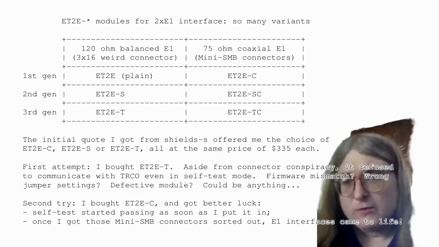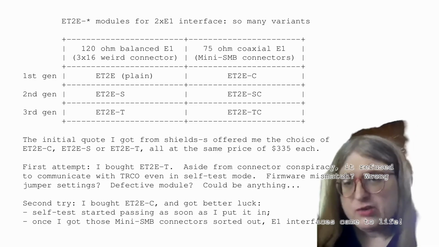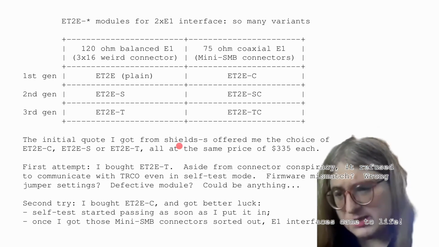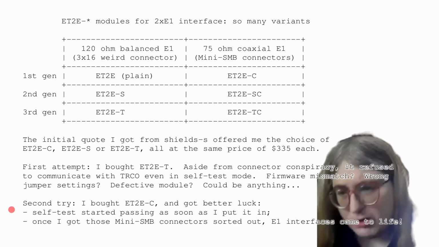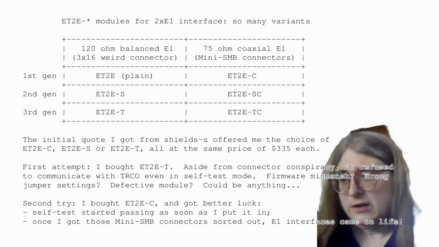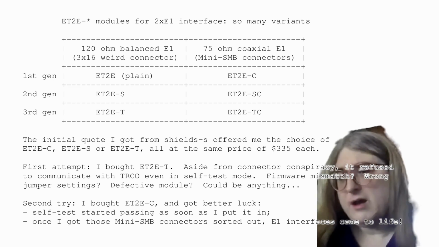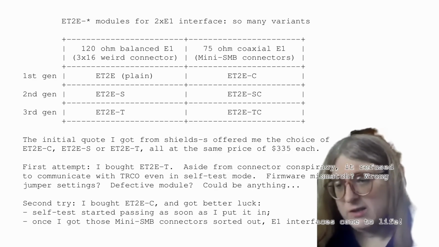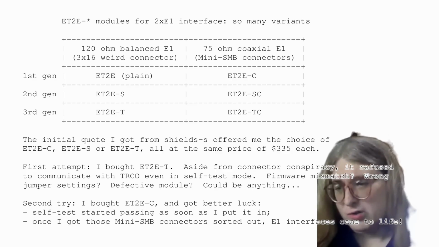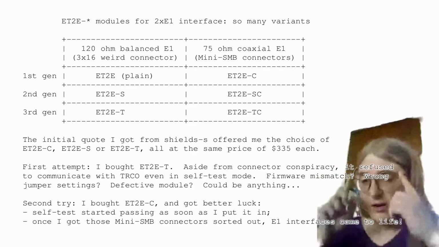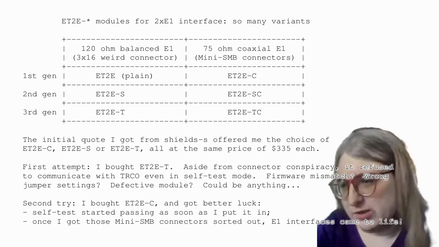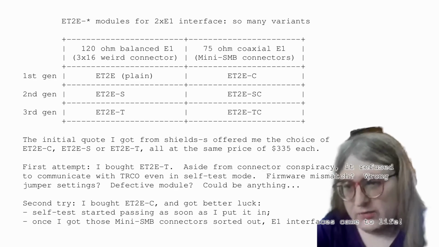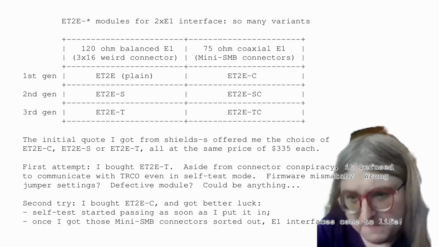And lo and behold, as soon as I get the T2E-C in my hand, it arrives, I put it inside the chassis, and lo and behold, it's passing the self-test. Lo and behold, the internal loopback is working. And that was before I connected the coaxial E1s. So, of course, without coaxial E1s connected, there was no external E1 clock coming in. So it's running off the internal clock, off the TCXO on the TRCO module, but that was good enough to have the internal loopbacks pass.